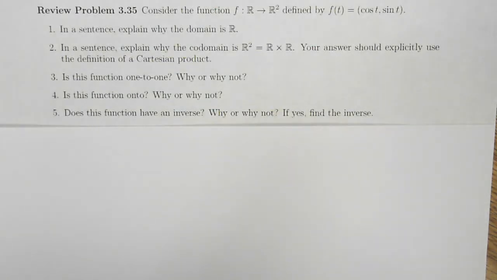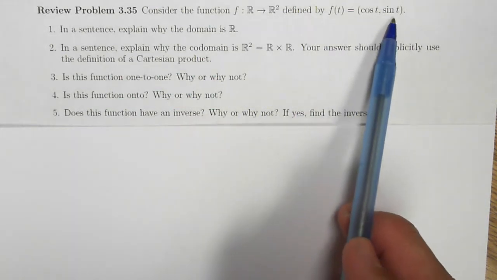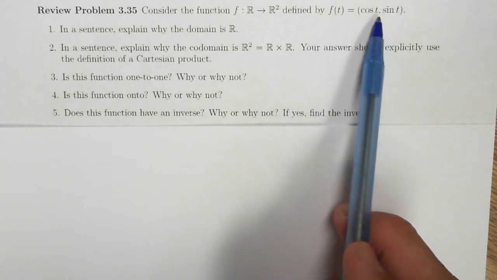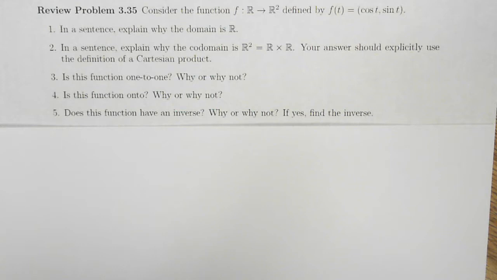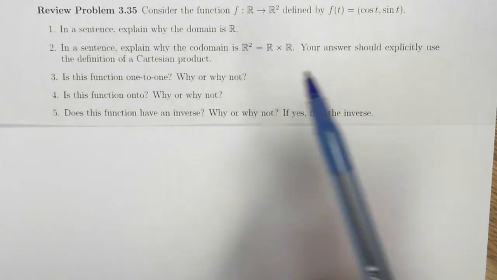Okay, let's take a look at this multi-dimensional function. f(t) is defined as (cos t, sin t). So t is the input and the point (cos t, sin t) is the output. I'm not going to write out numbers 1 and 2, but let's just talk about it.